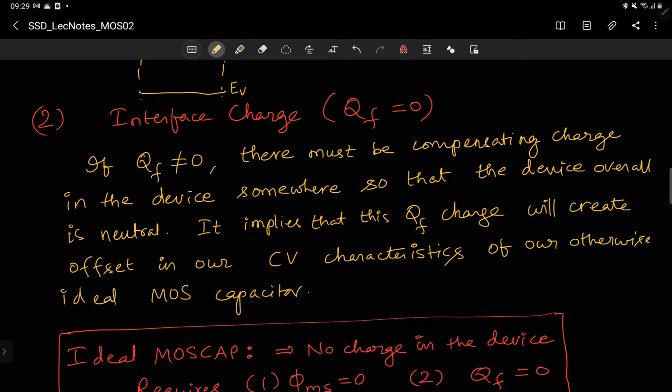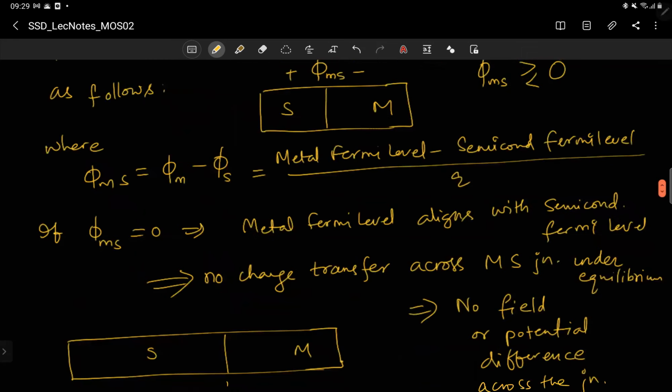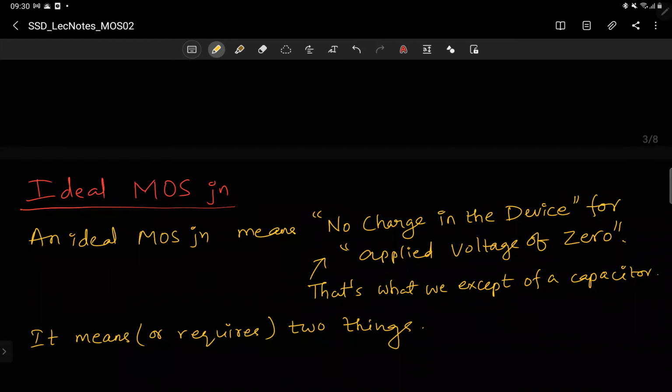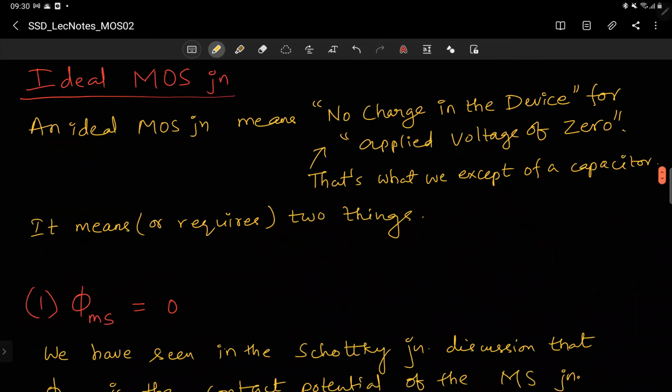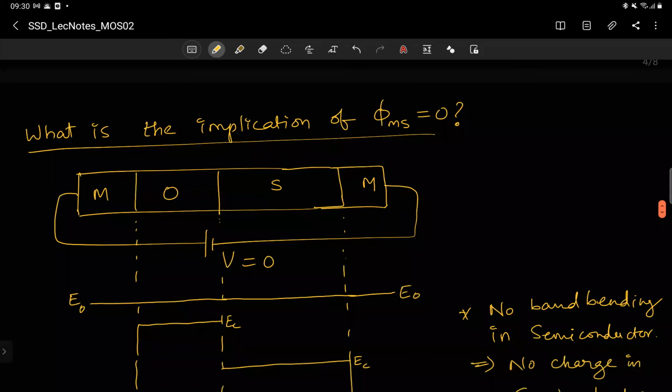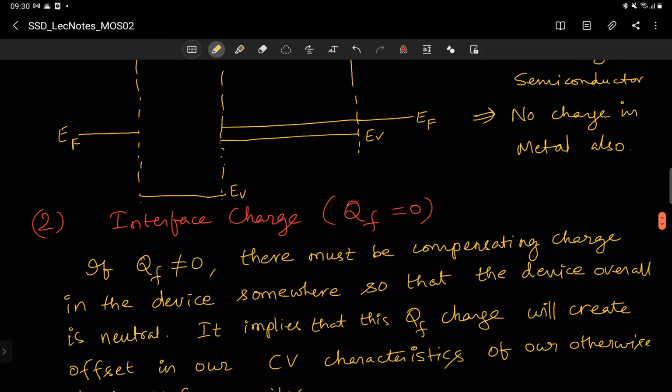Okay. So clearly, in the definition of an ideal MOS junction, no charge in the device does not actually mean no net charge. Net charge will anyway be zero in the device. But there is no plus charge, minus charge separation. That's what we want to say here. I didn't say that earlier because that may cause confusion, but now I'm telling you with some familiarity. So it is not that net charge is zero, net charge is going to be zero anyway. Ideal junction means there is not even charge separation.